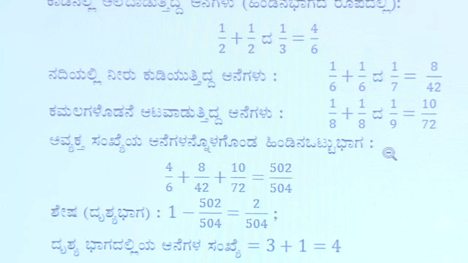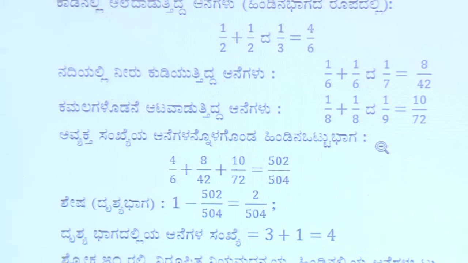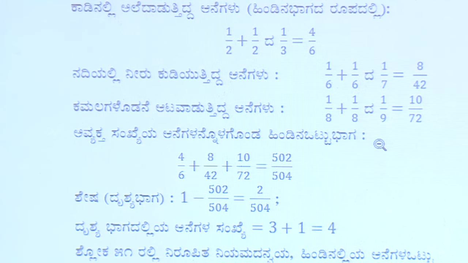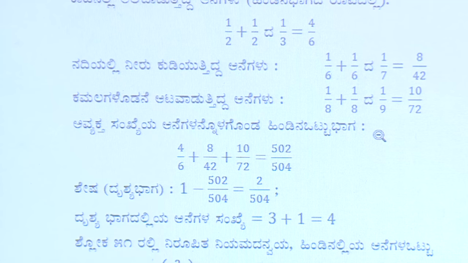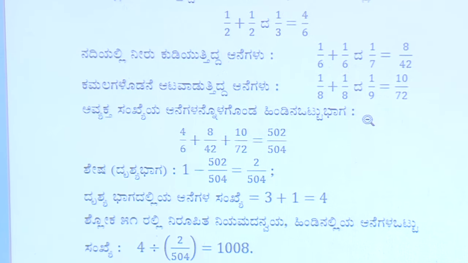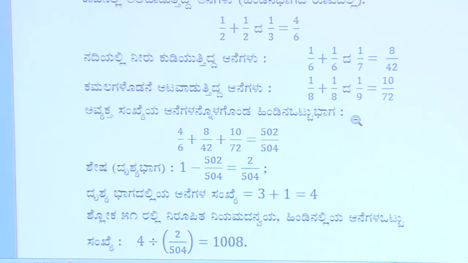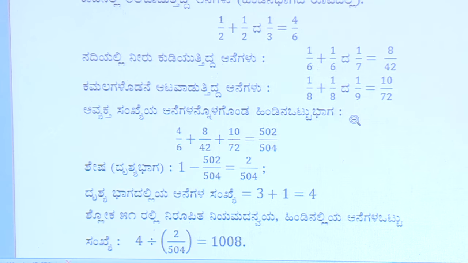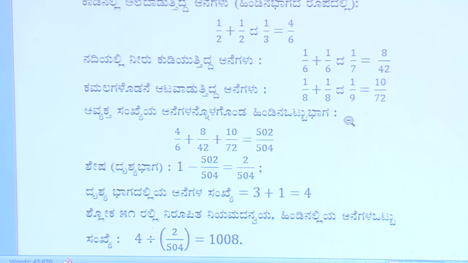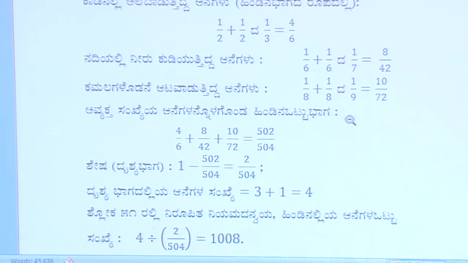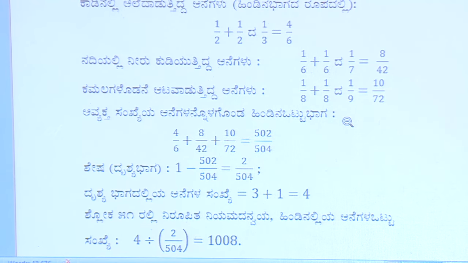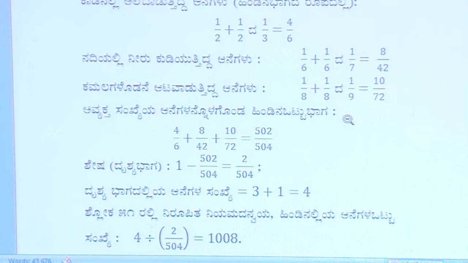Now, there was one male elephant with three females. So, Drishya Rashi is how much? Four. Drishya Rashi is four. What we have to do? Here we have assumed one as the assumed number. We have to subtract the quantity 502/504 from one. The remainder is 2/504. The next process is Drishta by the phala. So Drishta is four divided by 2/504. So 1008. 1008 elephants were there in that herd.